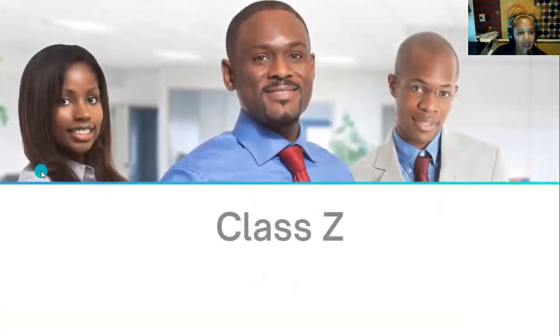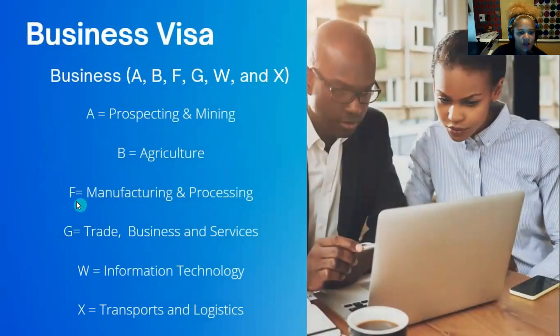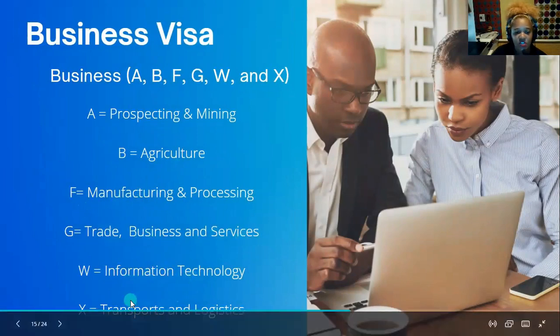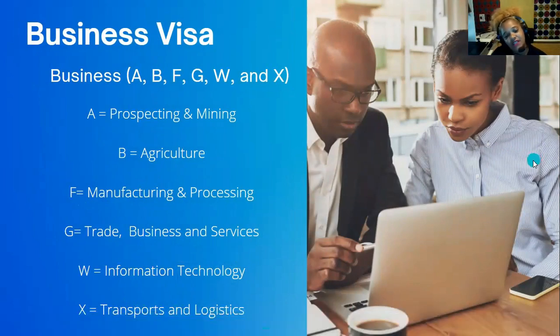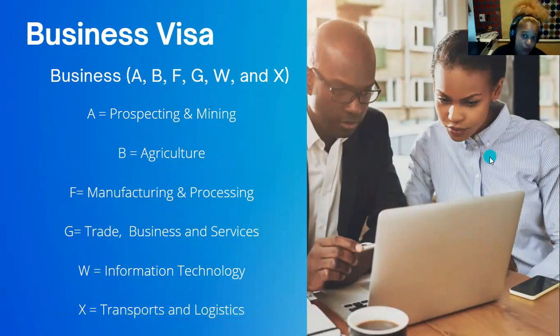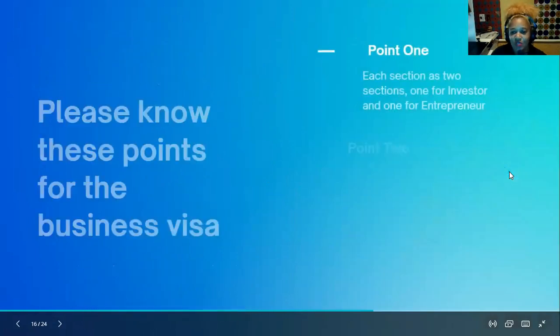So I'm going to go back, just quickly, to the differences here. Prospect mining, agriculture, manufacturing, trade, businesses, services, information technology, transports, and logistics. So if you wanted to open a restaurant, you're going to go over to Class C. If you want to do something in medical, you're going to Class C. If you're doing yoga, if you're doing spiritual practices, you're going to Class C. So you still can have a business. You're just going into a different category, and Class Z is that one.